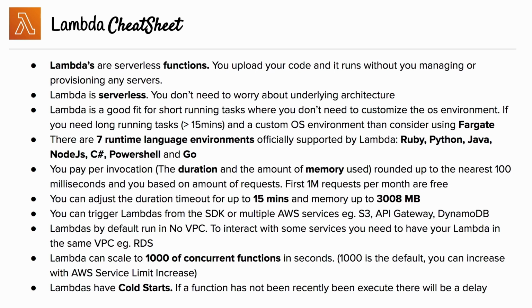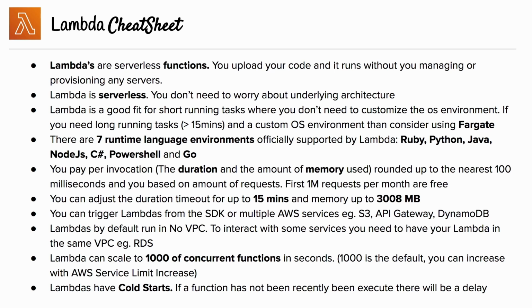There are 7 runtime language environments officially supported by Lambda. You have Ruby, Python, Java, Node.js, C#, PowerShell, and Go. You pay per invocation, so that's the duration and the amount of memory used, rounded up to the nearest 100 milliseconds, and you're also paid based on the amount of requests. So the first 1 million requests per month are free. You can adjust the duration timeout to be up to 15 minutes and the memory up to 3008 megabytes.